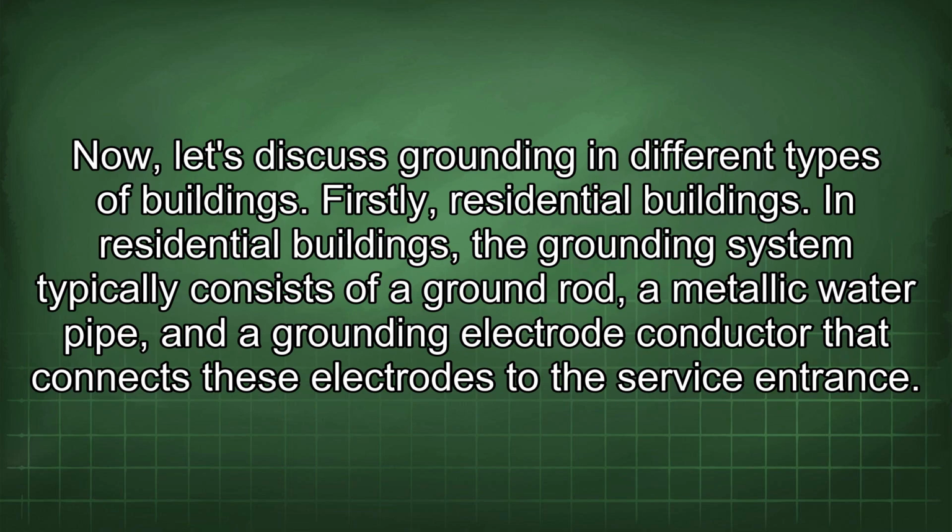Now let's discuss grounding in different types of buildings. Firstly, residential buildings. In residential buildings, the grounding system typically consists of a ground rod, a metallic water pipe, and a grounding electrode conductor that connects these electrodes to the service entrance.